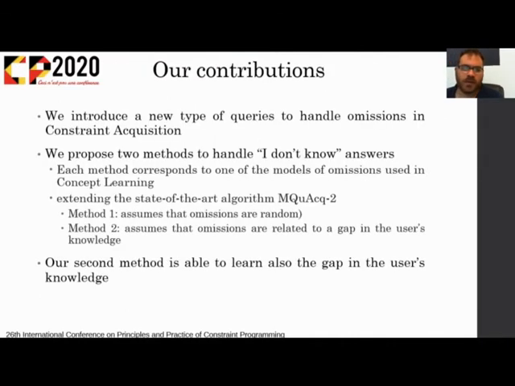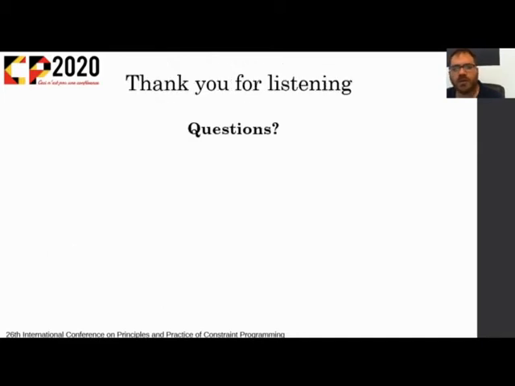In more detail about our contributions, we introduce a new type of queries to handle omissions in constraint acquisition and propose two methods to handle "I don't know" answers. In the first method, the assumption is that the omissions are random events and the reason of the omission cannot be discovered. In our second method, the assumption is that the omissions are related to gaps in the user's knowledge. Both methods have quite good performance when the assumptions made are true. Importantly, our second method is also able to learn the gap in the user's knowledge. For more details, please watch the full presentation.